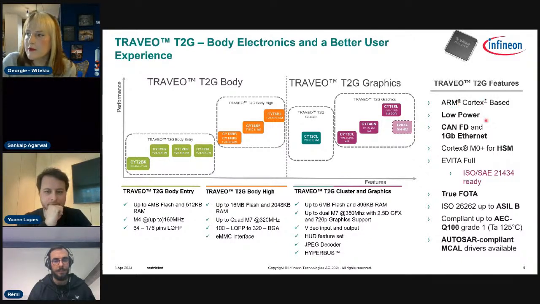So to summarize the features of the Traveo family. The whole family is based on ARM Cortex M, which means it supports low power. As I mentioned already, we will see different low power modes in the upcoming slides. The family supports CAN-FD and up to 1 gigabit Ethernet interface.